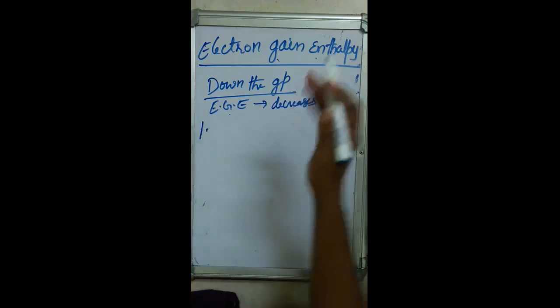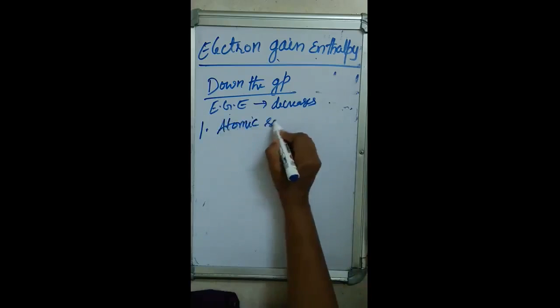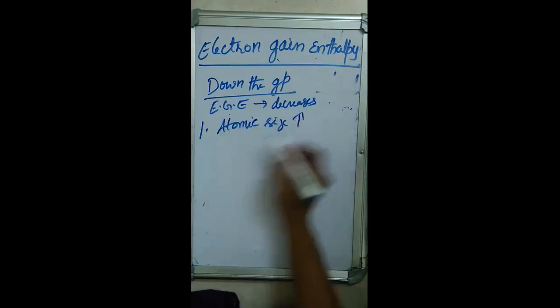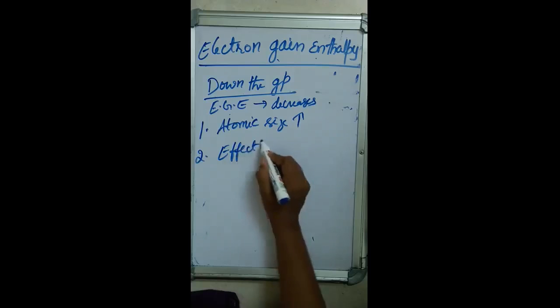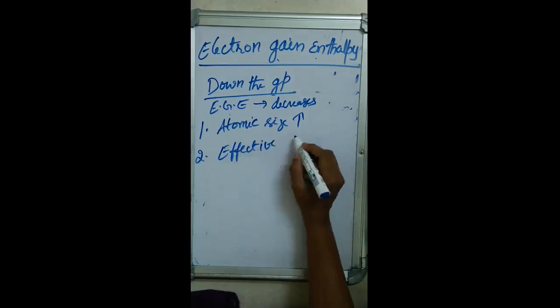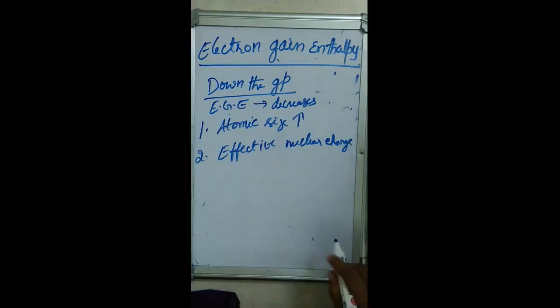So what happened down the group? Atomic size increases. Since atomic size increases, what happens to the effective nuclear charge, that is, the attraction power of the nucleus? Effective nuclear charge decreases. Even in the case of ionization enthalpy I have written the same reasoning. Only the conclusion part is different. So for electron gain enthalpy, what should you write as the conclusion?